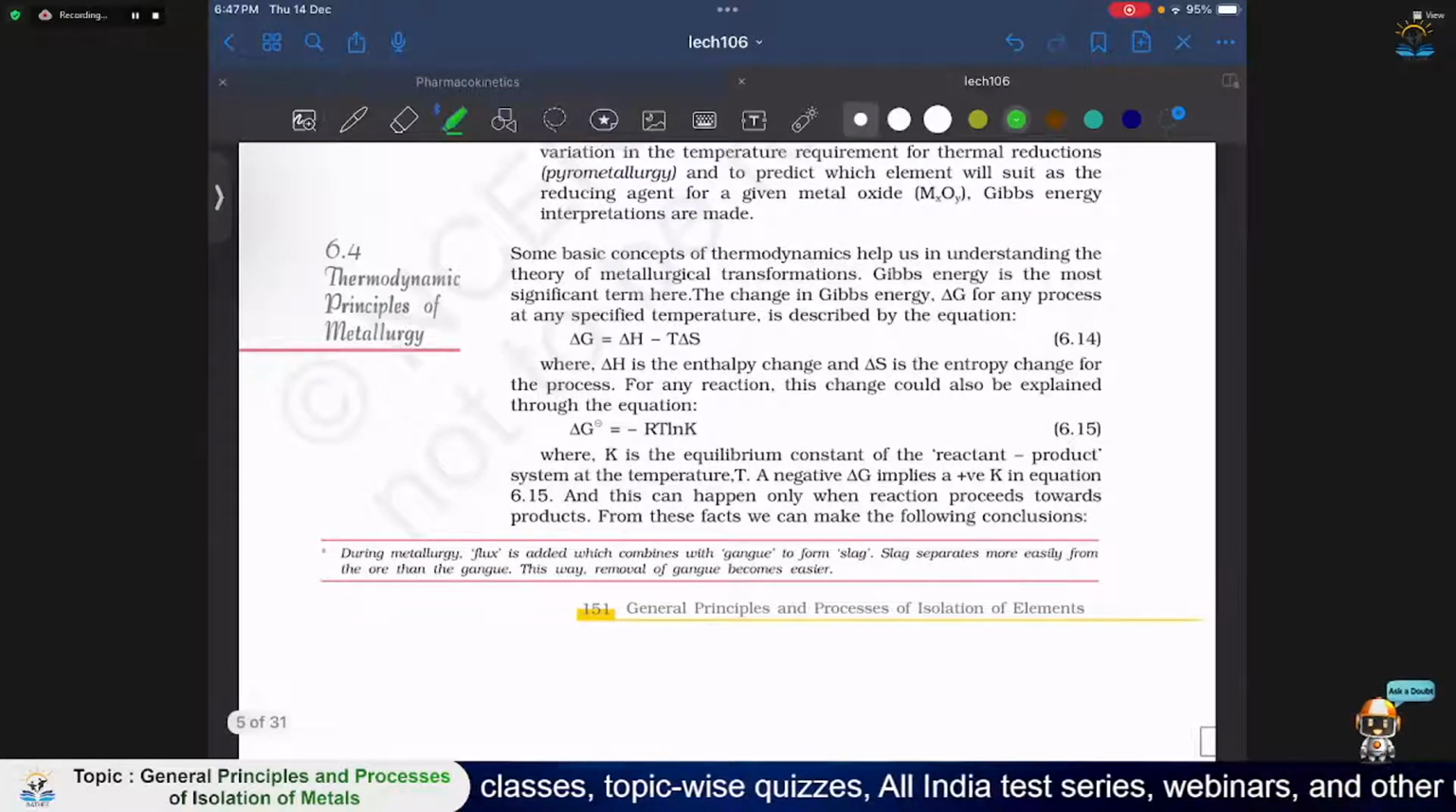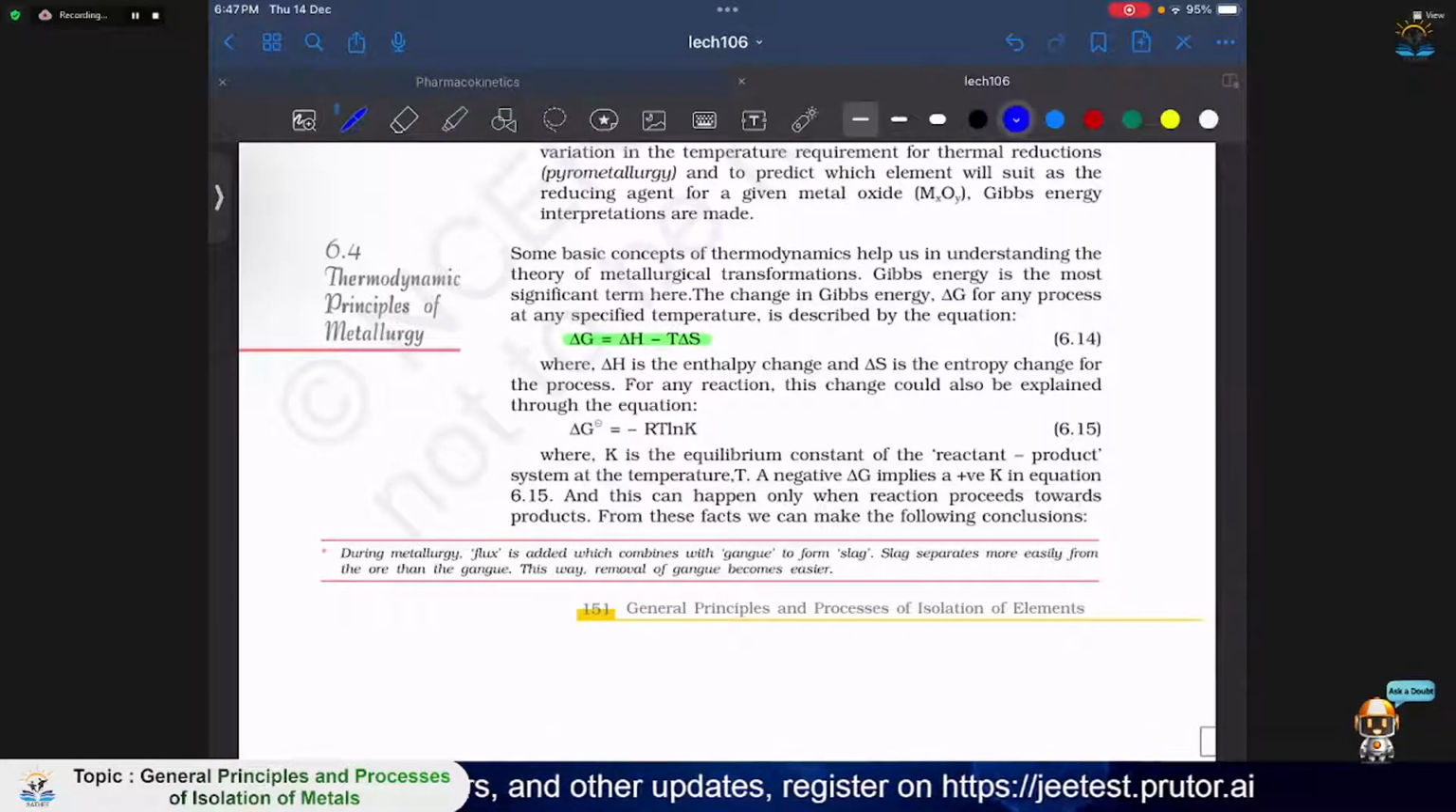So let's revise the basic thermodynamics required to understand the Ellingham diagram. First, this equation, the relationship between Gibbs energy, entropy and enthalpy. If delta G for any reaction is negative, then it is spontaneous. Okay.